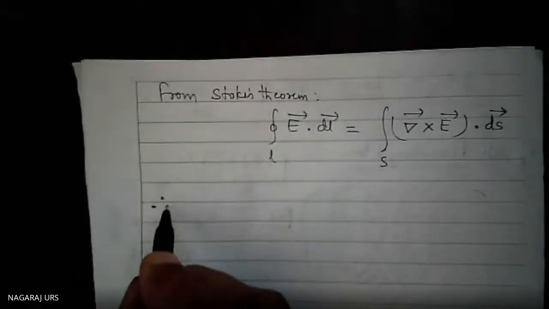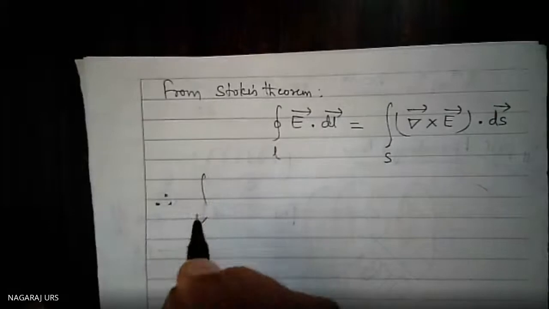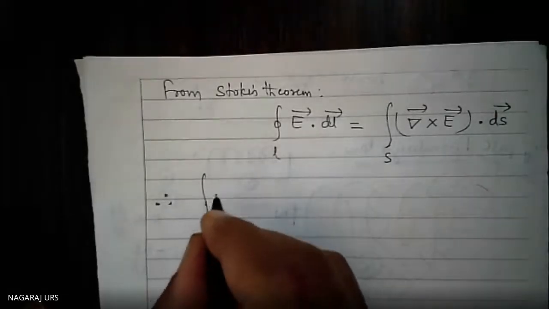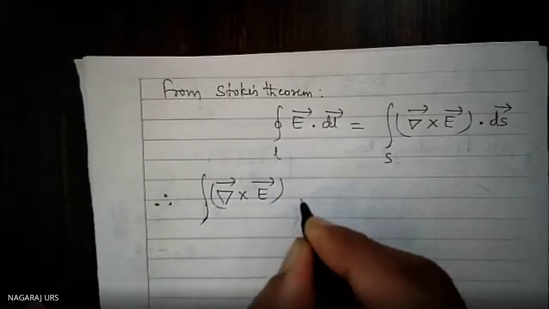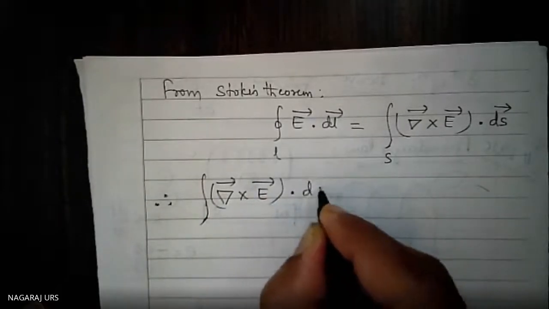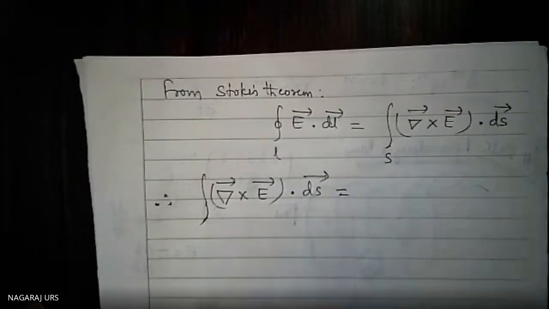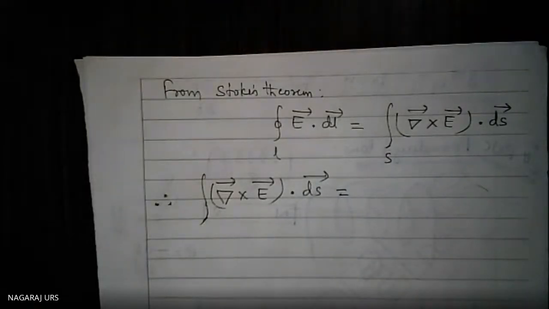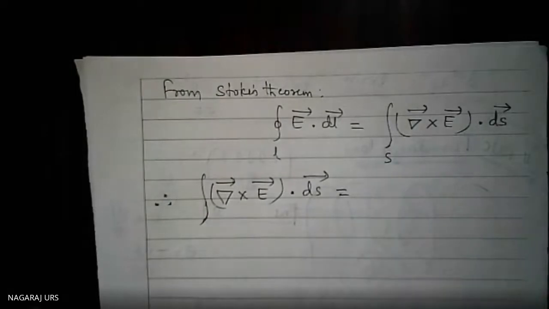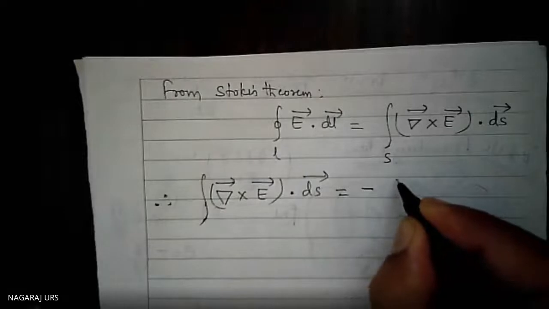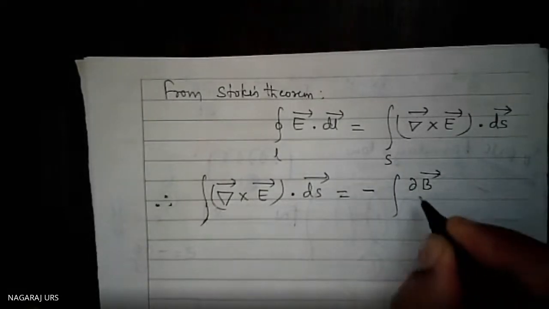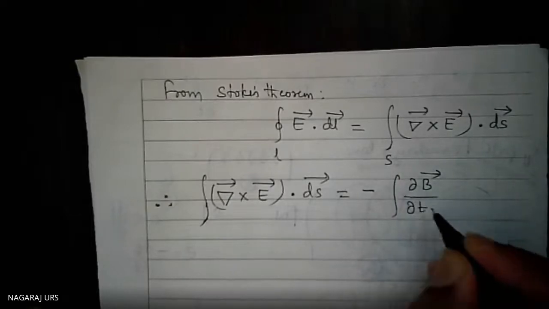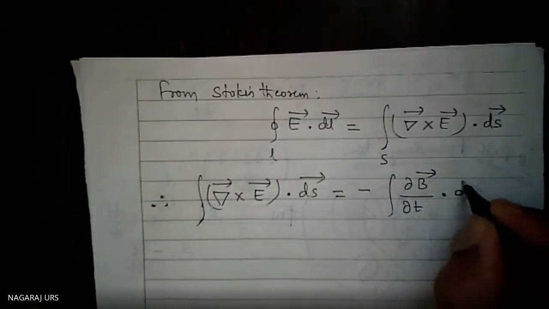Okay, so therefore this is the surface integral of del cross E dot ds is equal to how much? Minus the integration of del B divided by del T dot ds.